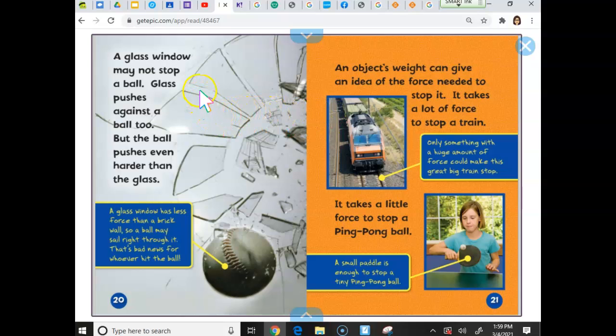A glass window may not stop a ball. Glass pushes against a ball too, but the ball pushes even harder than the glass. What happens then, guys? Yes, it will break it. A glass window has less force than a brick wall, so a ball may sail right through it. That's bad news for whoever hit that ball, right? Yes, they have a broken window to pay for, I'm sure.